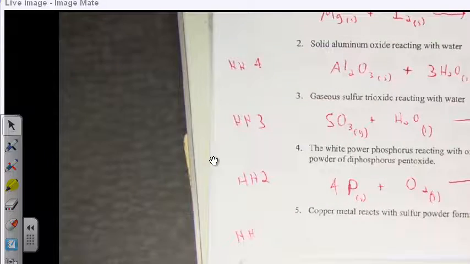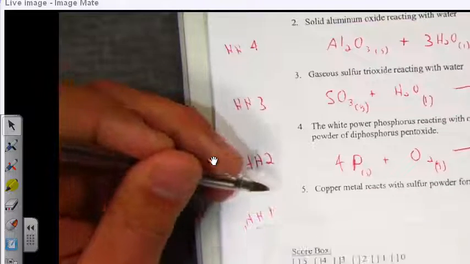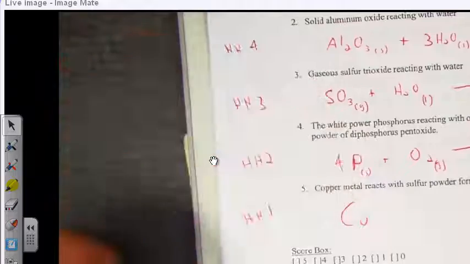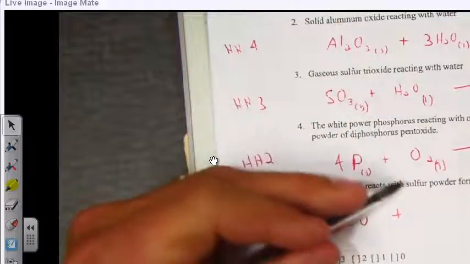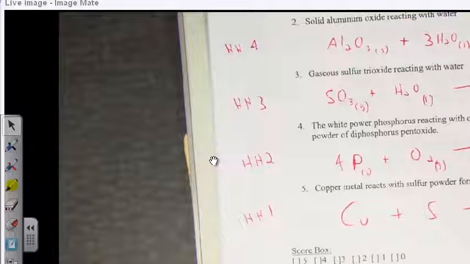And the last one in this section, a copper metal reacting with sulfur powder forms a copper 1 product. Let me check which helpful hint. First one says a metal. I got copper. That's a metal. Combines with a nonmetal. Sulfur powder is a nonmetal. Yep, use their oxidation numbers. This is helpful hint number 1. Copper is Cu, plus sulfur is S, and it's going to give us a copper 1 product.